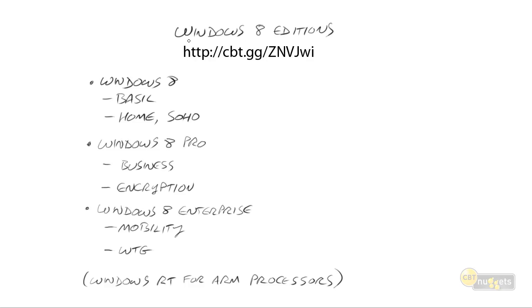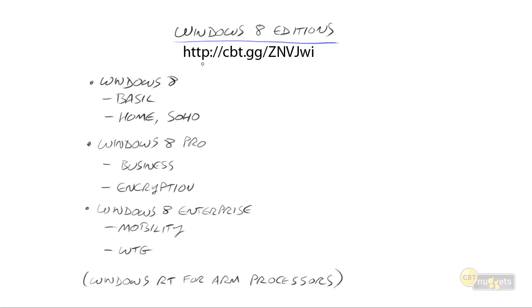Let's jump right into the Windows 8 editions that are available. Thankfully, this is much simpler than it used to be. I mean, with previous versions of Windows, you had the Starter, Home, Home Basic, Ultimate, Enterprise, Nuclear, I don't know, all these different versions of Windows. Now with Windows 8, we really have three basic desktop editions, plus there's Windows RT, which we'll talk about.